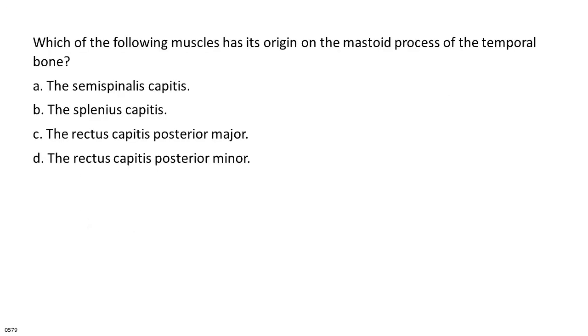Which of the following muscles has its origin on the mastoid process of the temporal bone? A. The semispinalis capitis. B. The splenius capitis. C. The rectus capitis posterior major. D. The rectus capitis posterior minor.